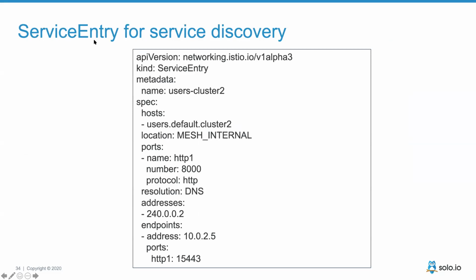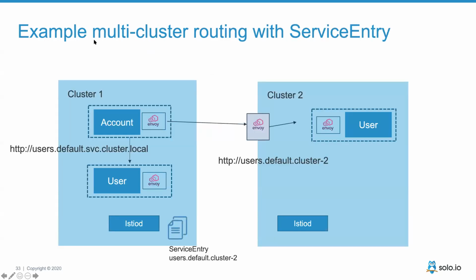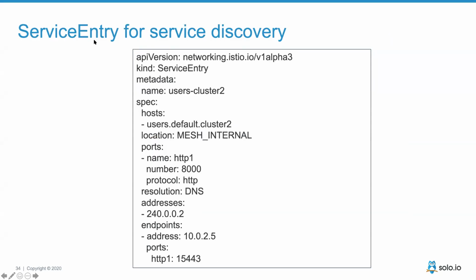It's a YAML file where we have to specify things like the host name that we want to use, the addresses that we want to use, and the endpoints that we want to use. In this case, the service entry endpoints will end up being the gateway on cluster 2. And cluster 2's gateway will then know how to route the traffic to the correct user service. But we need to take into account things like, what is that addresses field used for?